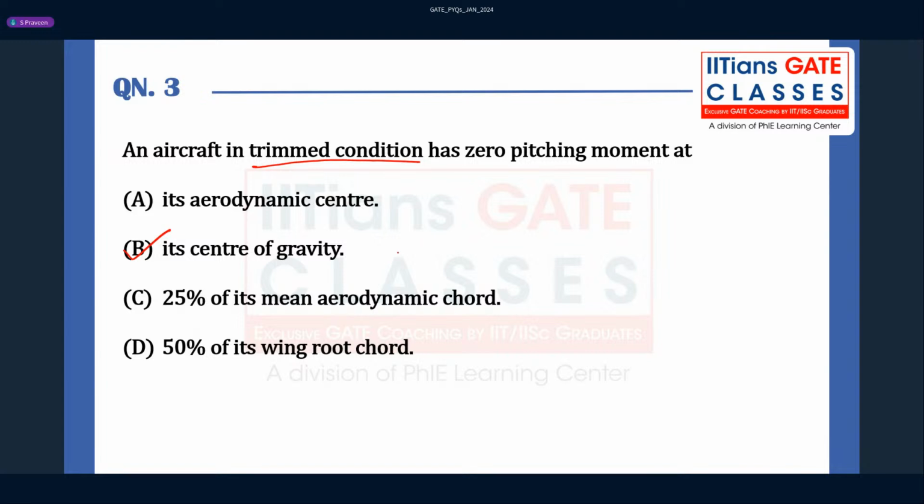Hope you guys don't have any doubts in this. So this is C_M about CG equal to zero. This is the first answer. If it is zero about its aerodynamic center, that is a different thing. Let's look at the next question.